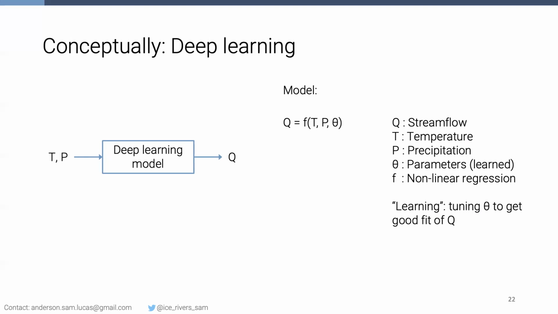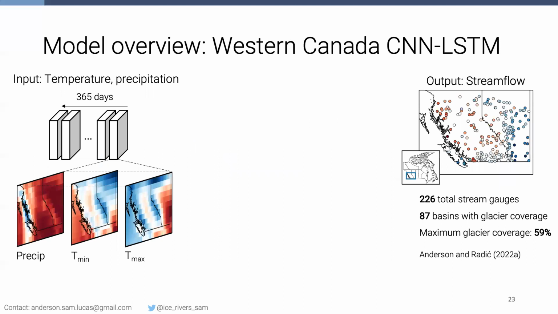We use a deep learning model developed for Alberta and British Columbia that has very good performance and was published earlier this year. As input to the model, we take the past year of daily fields of maximum temperature, minimum temperature, and precipitation. As output to the model, we use the next day of streamflow at 226 stream gauge stations. Of these basins, 87 are partially glaciarized.